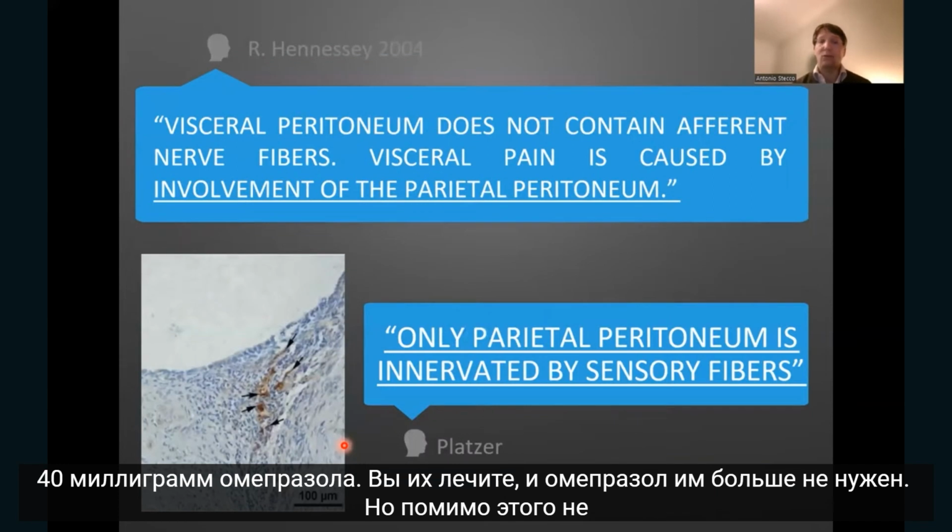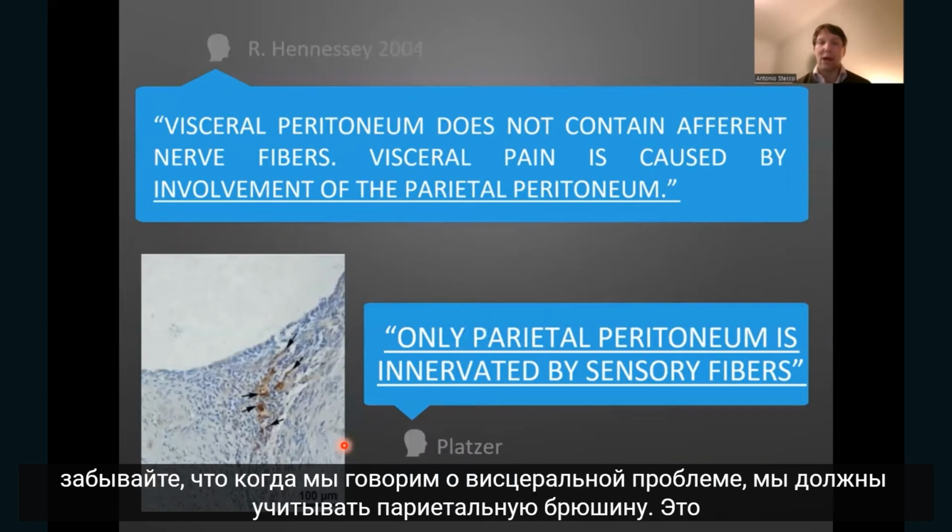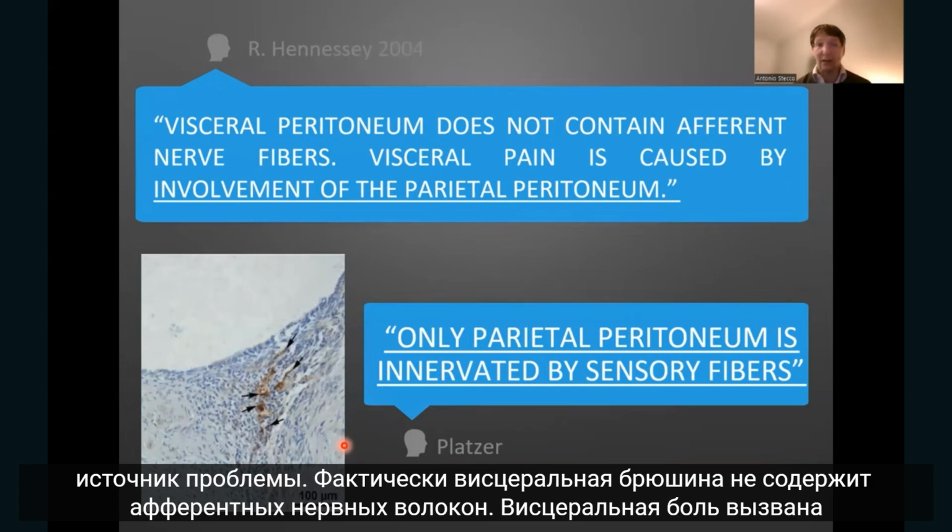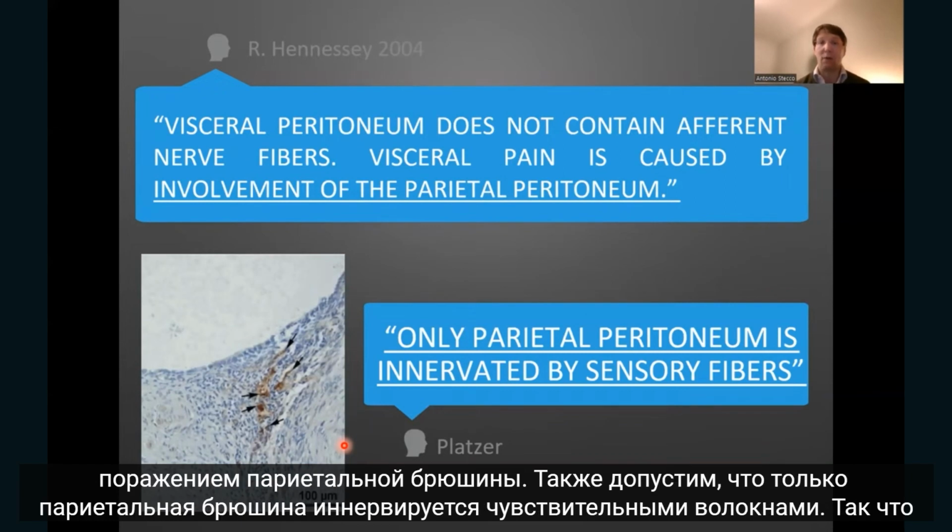But on top of that, don't forget that when we talk about visceral problems, we have to take into consideration that the parietal peritoneum is the origin of the problem. In fact, visceral peritoneum does not contain afferent nerve fiber. Visceral pain is caused by involvement of the parietal peritoneum. Also, Platzer says that only the parietal peritoneum is innervated by sensory fiber.